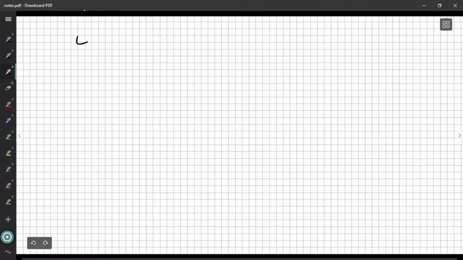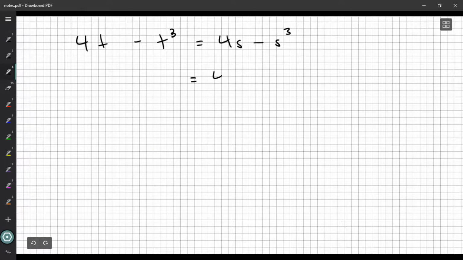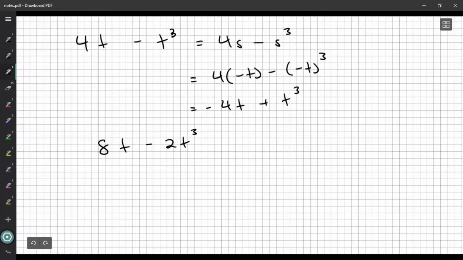Okay? So we've got 4t minus t cubed needs to be the same as 4s minus s cubed. But that's for negative t minus negative t cubed. So negative 4t plus t cubed. Bringing everything over to one side, 8t minus 2t cubed has to be 0. So 4t minus t cubed is going to be 0.